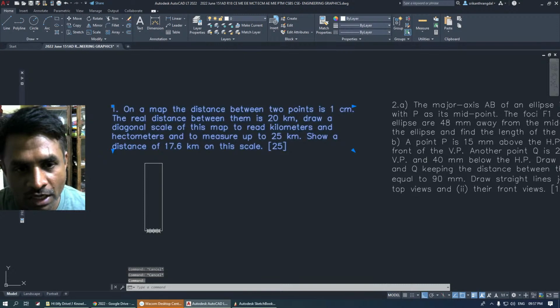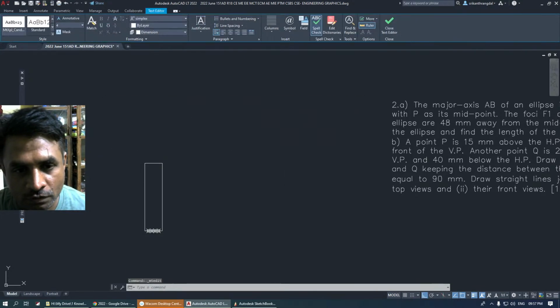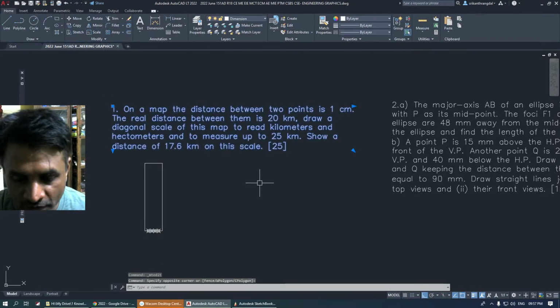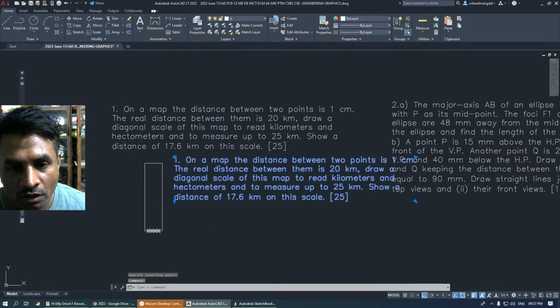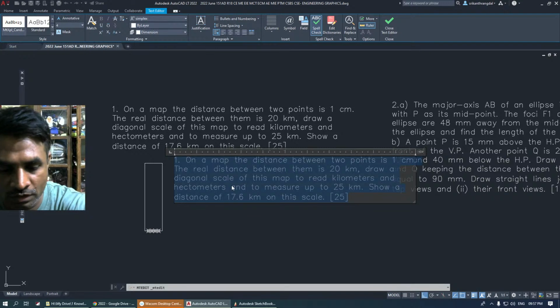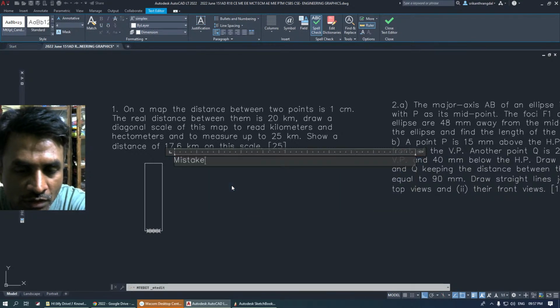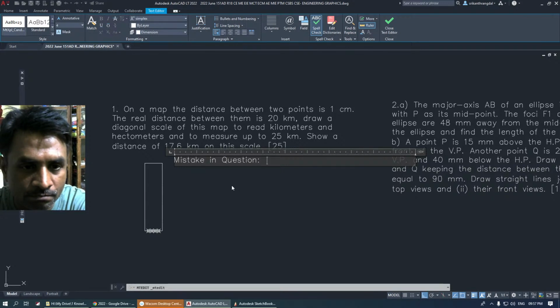I'm just going to add a few sentences here of my own to let the people who are doing the correction know about the mistake, and hopefully they're going to listen to this mistake in the question. Okay, 10 centimeter is misprinted as 1 centimeter.